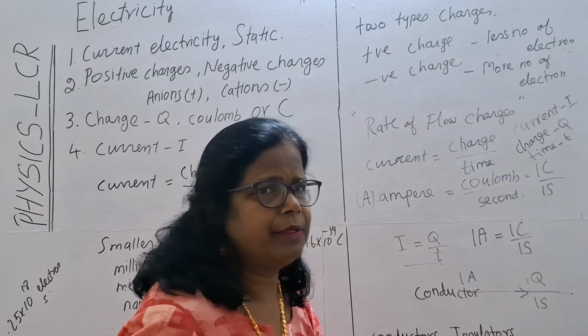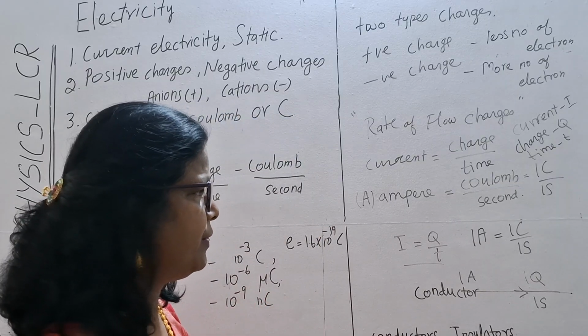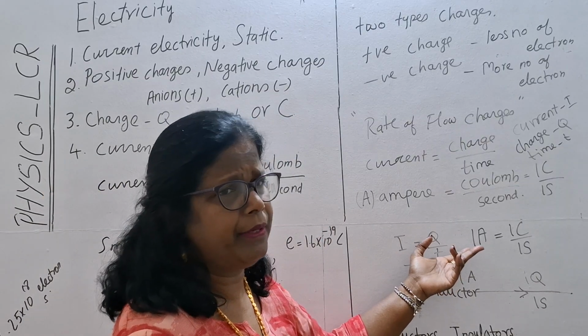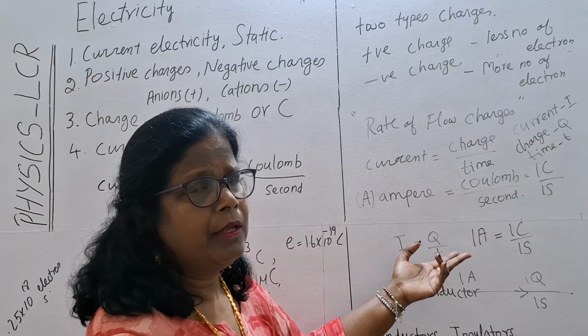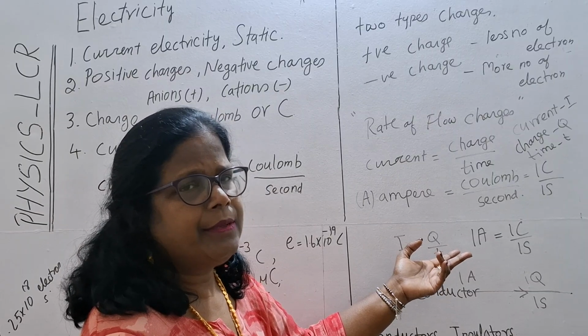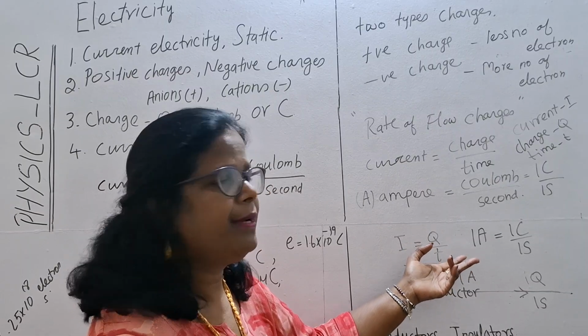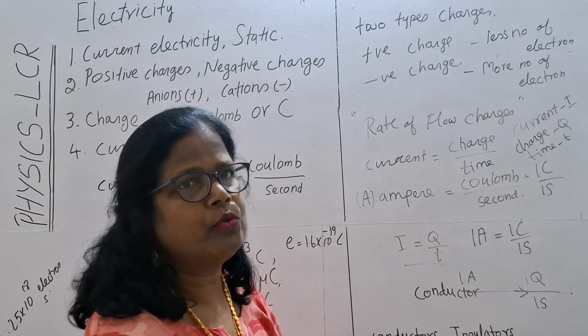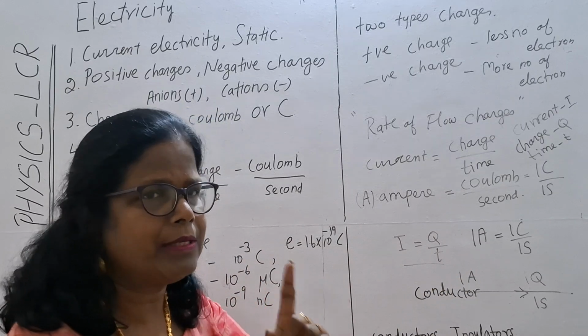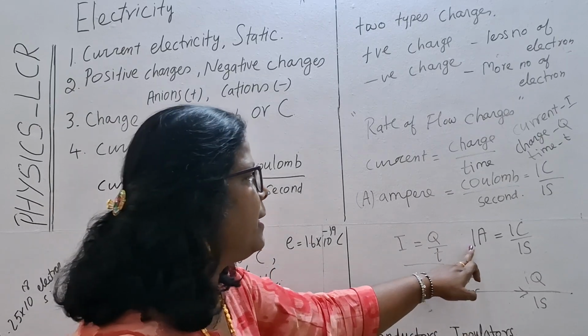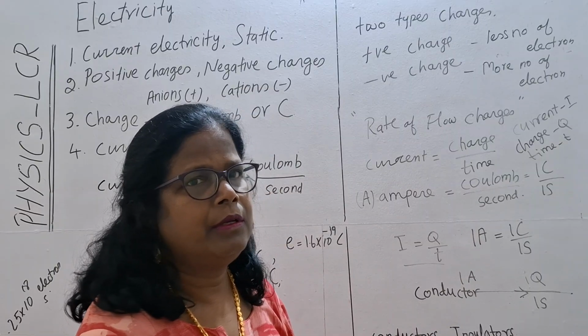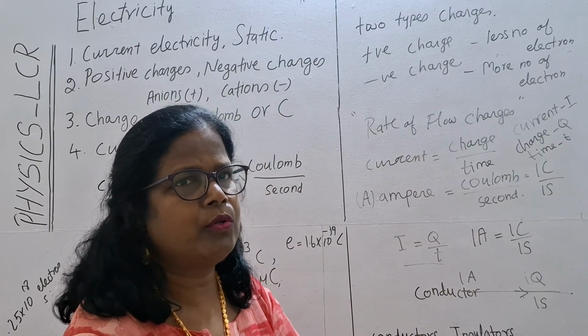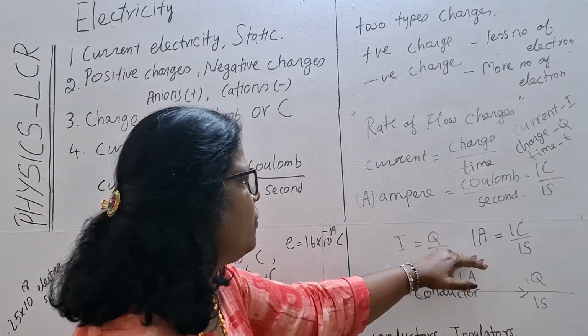It is a 2 marks question, sometimes 1 mark also. Define 1 ampere. 1 ampere is defined as: in the conductor, when 1 coulomb charge passes in 1 second, unit time interval, that is called 1 ampere.